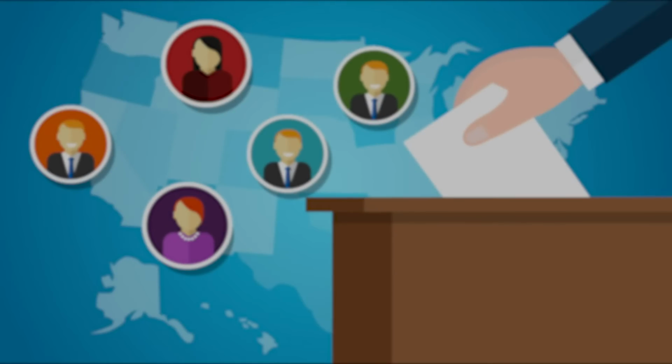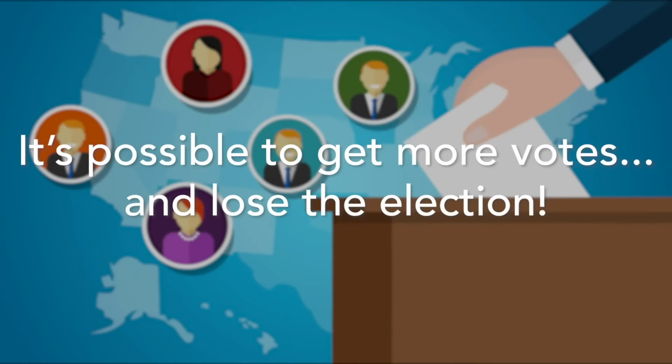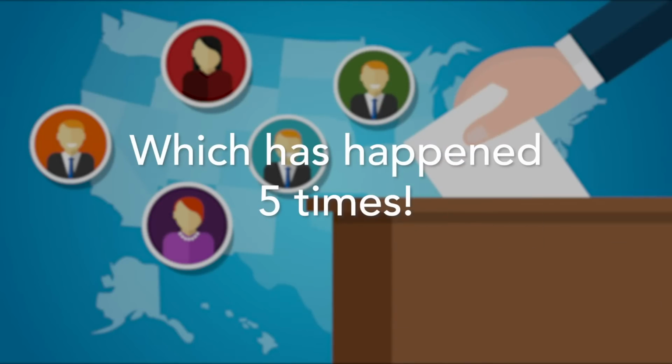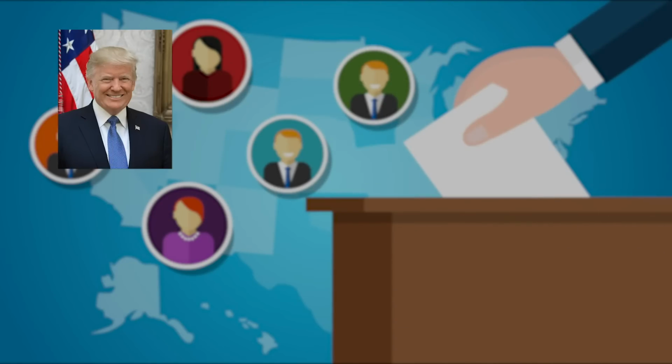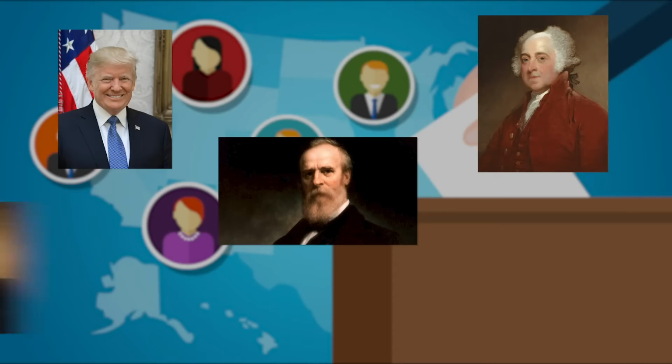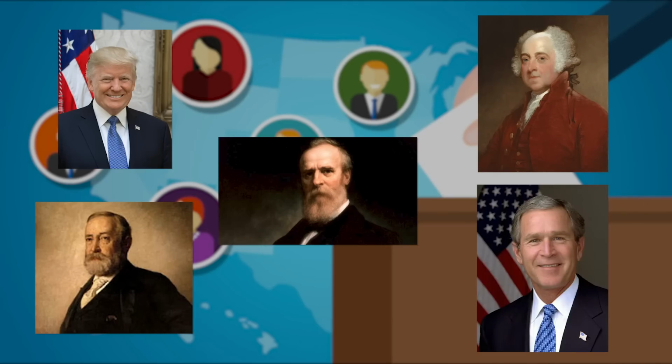Because of the Electoral College, it's actually possible for a candidate to win more individual votes across the whole country, but still lose the Electoral College, and therefore lose the entire election. In fact, it's happened 5 times. Donald Trump, John Quincy Adams, Rutherford B. Hayes, Benjamin Harrison, and George W. Bush have all become president while losing the popular vote.